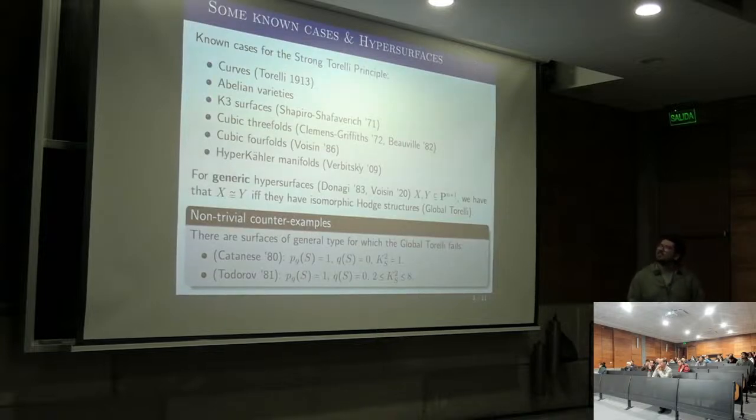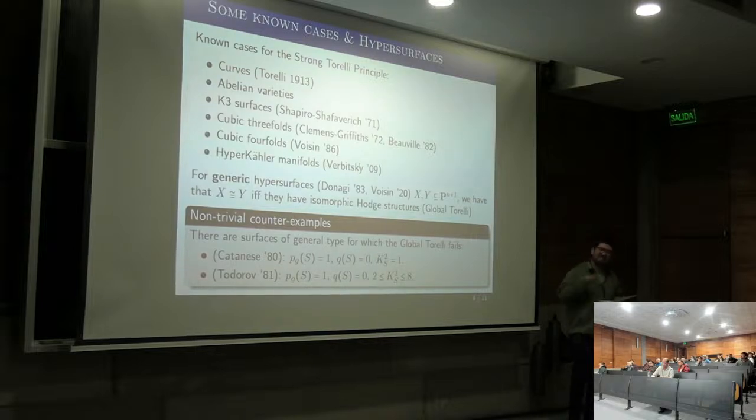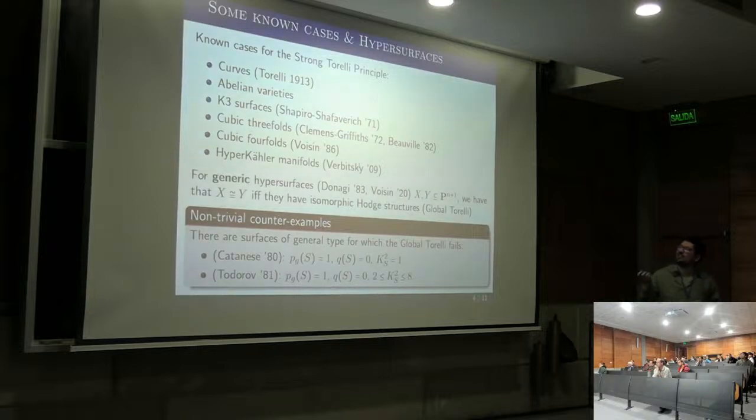So let me just give you some historical background on this problem. First of all, for curves it is a very classical result by Torelli, the Torelli theorem. For abelian varieties, it's more or less tautological, but it's a very nice exercise to think about what it should mean and why it's true. If you want to know the answer, there is a very nice discussion about this in Kondo's book on K3 surfaces, where the strong Torelli theorem is proved for K3 surfaces.